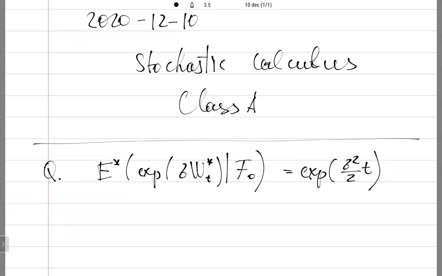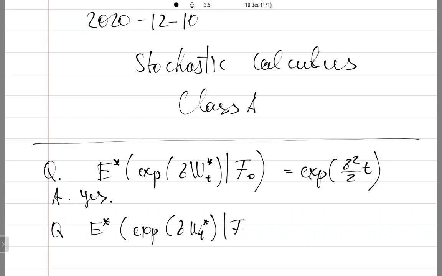So would it be the expectation under star, the same, given F1, like the exponent of sigma W1 star? Oh, almost. Times something. I had like the exponent of sigma W1 star plus sigma squared over 2 t. Okay, let's solve it.